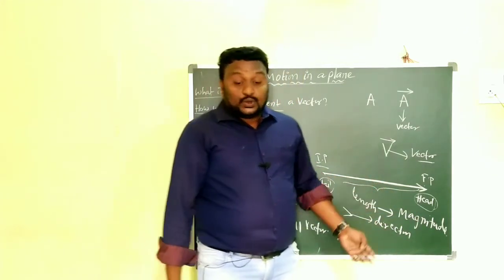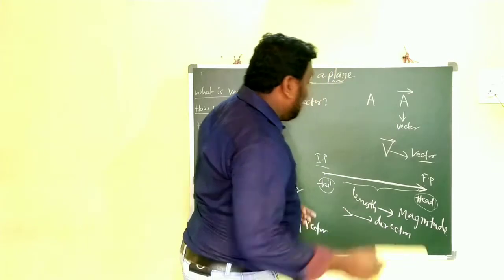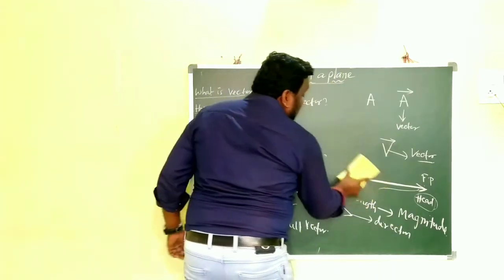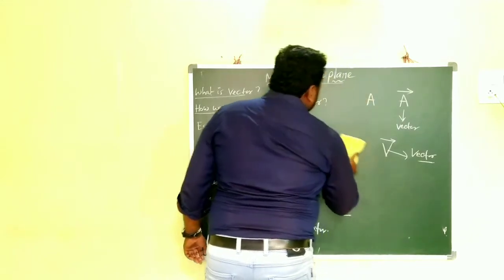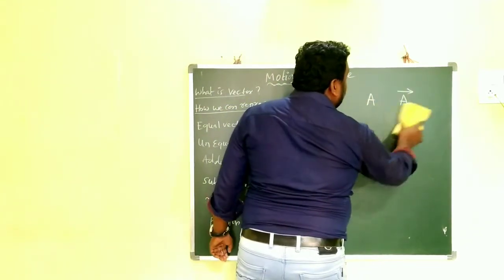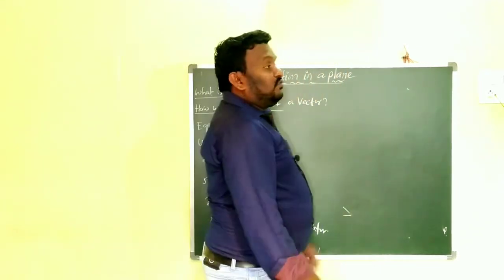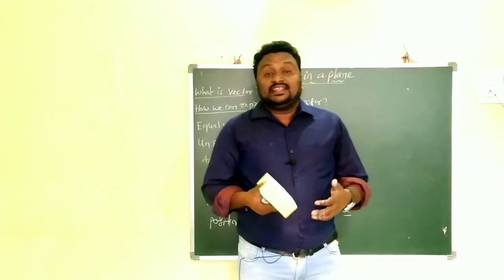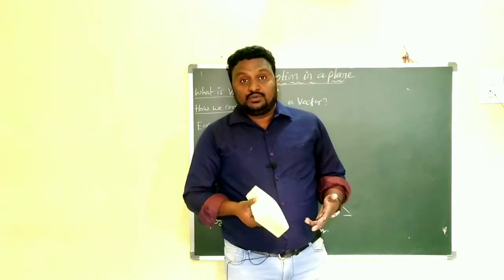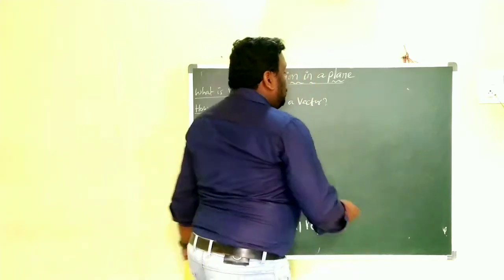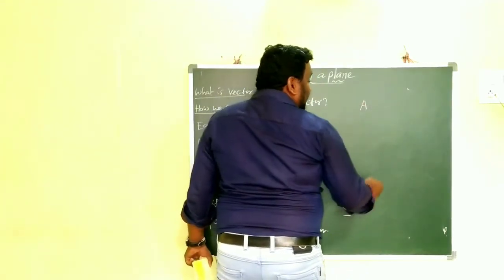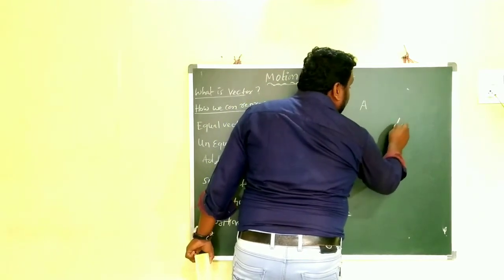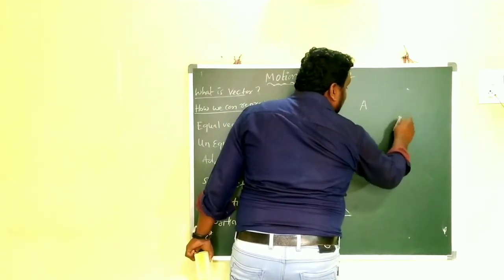Clear children? So while we are writing any physical quantity like that, it will represent a vector. But while you are watching or reading something in the physics textbook, sometimes you may find, for example, this is the A. While you are reading any paragraph, it is shown in bold type letters.